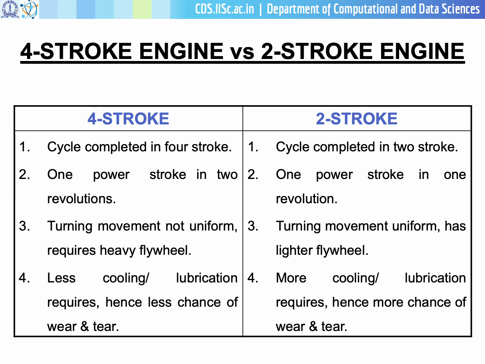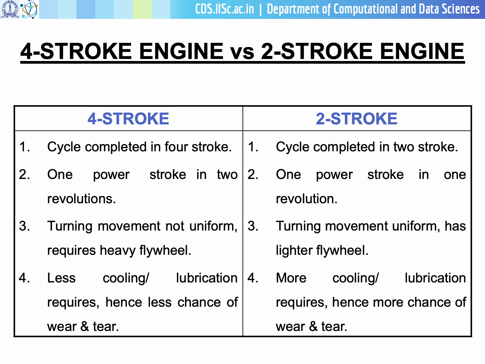Now, the difference between a four-stroke engine and a two-stroke engine is as flashed. In a four-stroke engine, the cycle is completed in four strokes, whereas in a two-stroke engine, it is completed in two strokes. In a four-stroke engine, one power stroke is completed within two revolutions, whereas in a two-stroke engine, one power stroke is completed in one revolution.